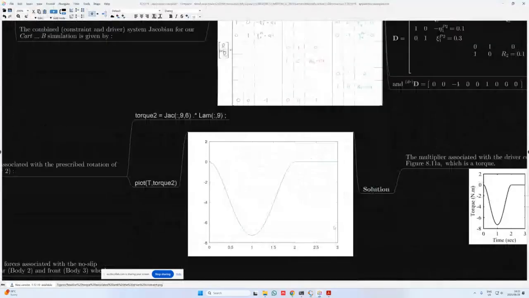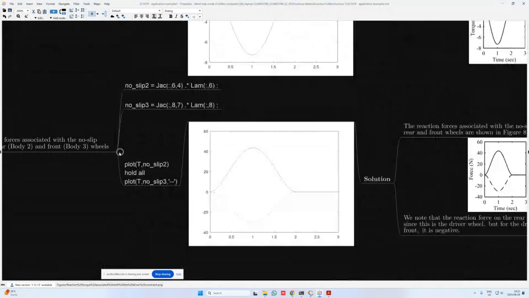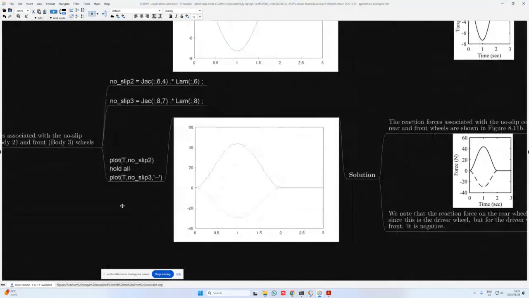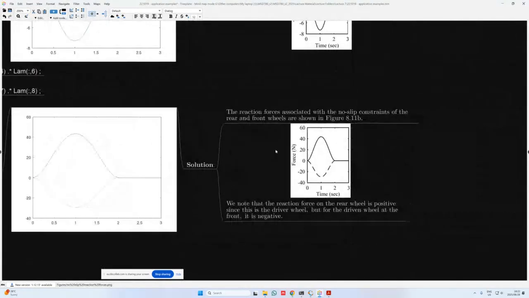All right, and I can also go and compare this then to the results that I have in the mind map and also then in the PMD textbook, figure 811b, and it seems to correlate well. And what we note from this is that the reaction force on the rear wheel is positive, since this is the driver wheel, but for the driven wheel at the front, it is negative.